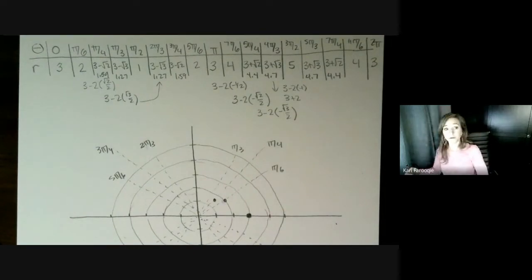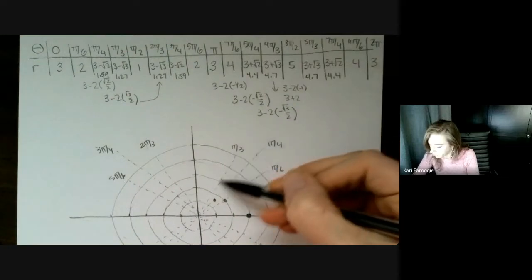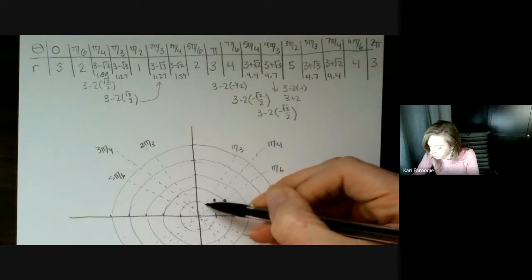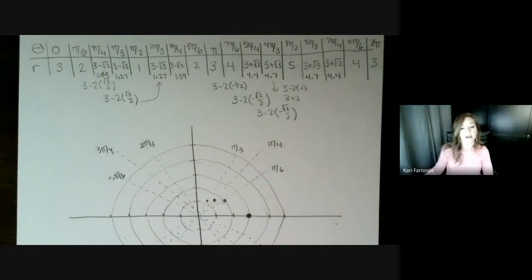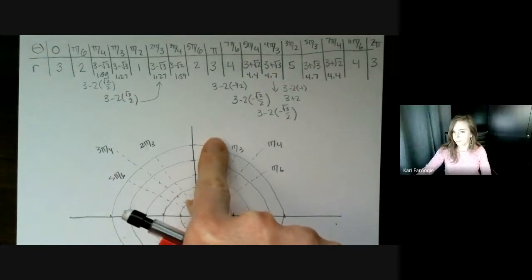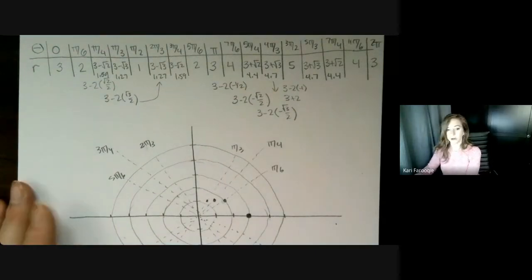At pi over 3, we're at approximately 1.27. So on this radial line, about 1 and then a little bit, maybe around the corner mark. Now, if you start to see that all of a sudden you have a point that's way up here, you might be like, wait a second, that doesn't look right. Something must be wrong. These should form a nice symmetric shape.